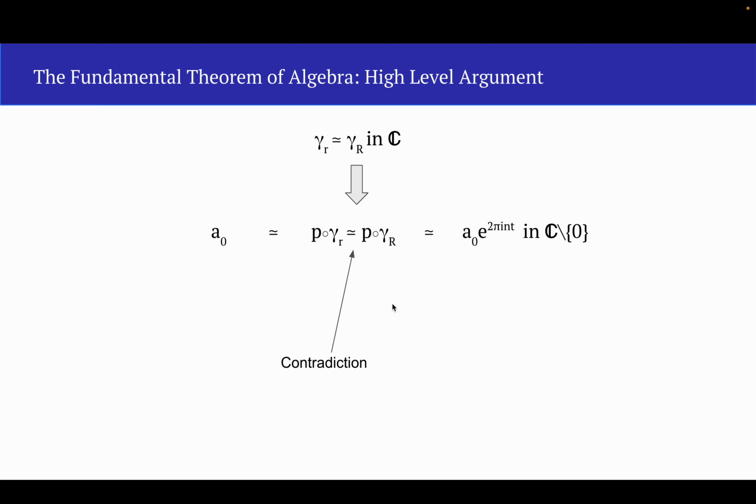Here's a diagram of what this looks like. Again, we'll just start with two circles in the complex plane and consider their images. We'll show that the image of one is homotopic to a point, and the image of the other is homotopic to a curve wrapped around the origin. Through transitivity, we'll have the point homotopic to the curve, and this will be our contradiction, implying that this homotopy does not exist in the punctured plane.